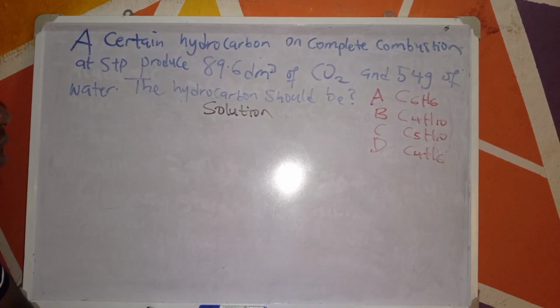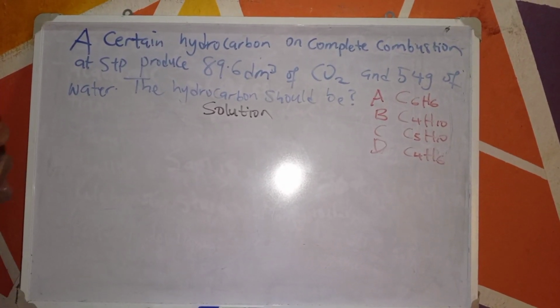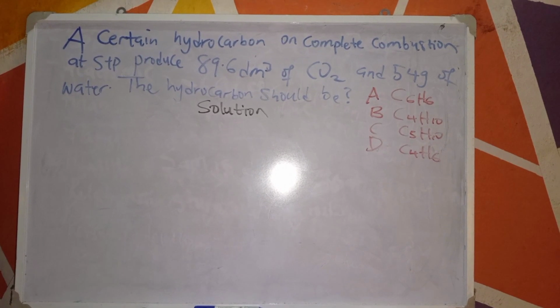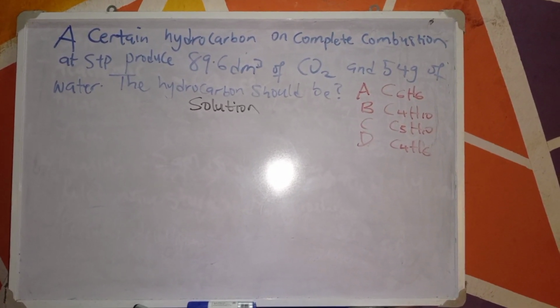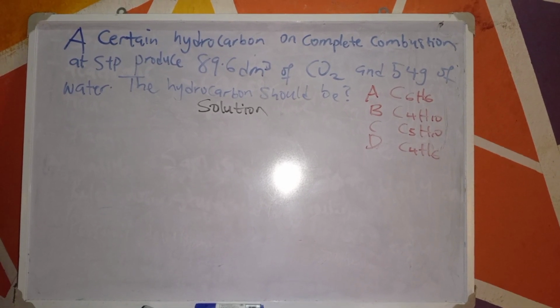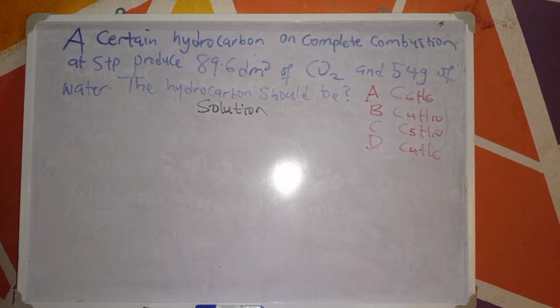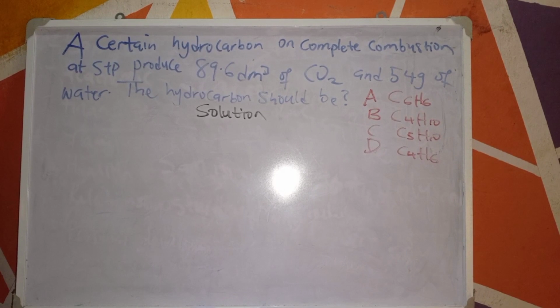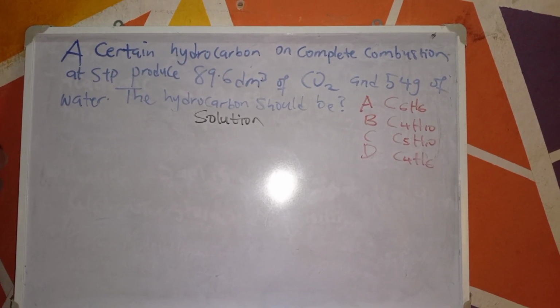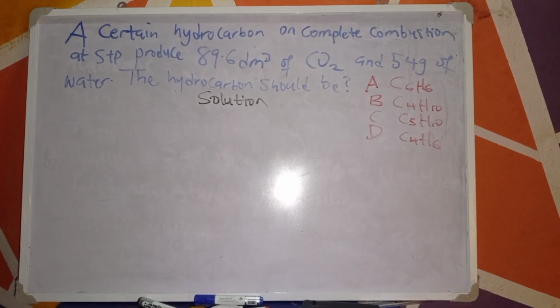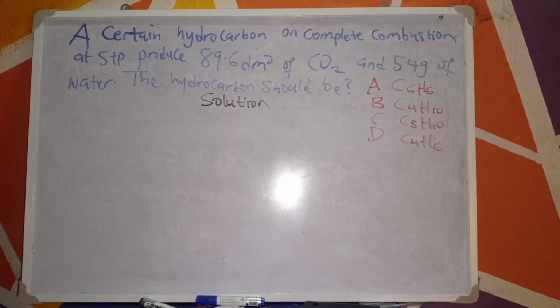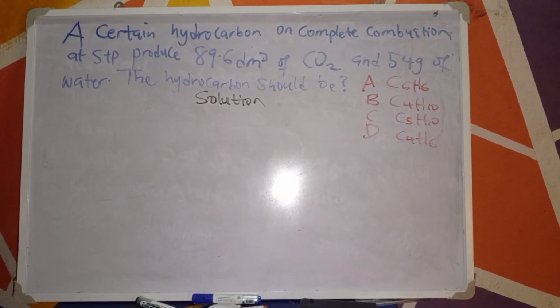The question: a certain hydrocarbon on complete combustion at standard temperature and pressure (STP) produces 89.6 dm cube of CO2 and 54 grams of water. The hydrocarbon should be what? Because it's from understanding the question that we will know the approach with which we will go about solving the question.